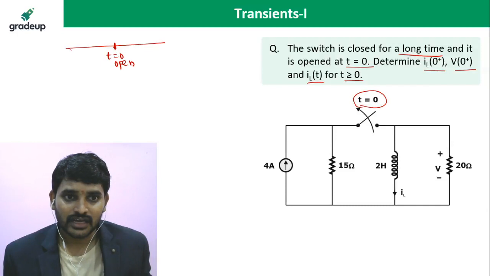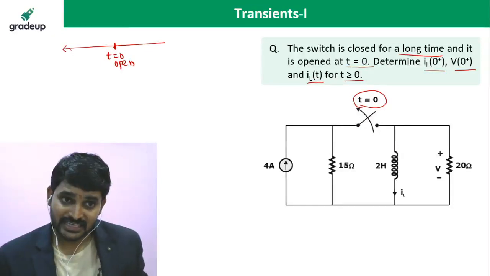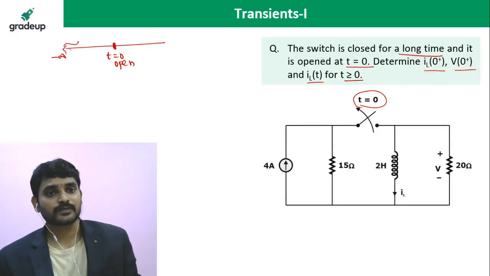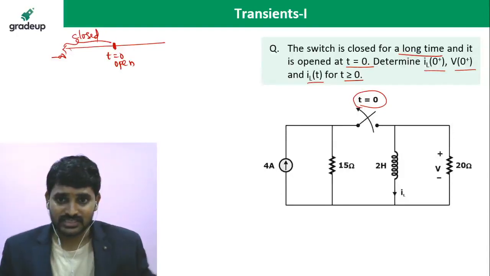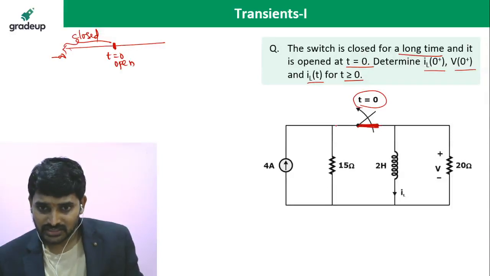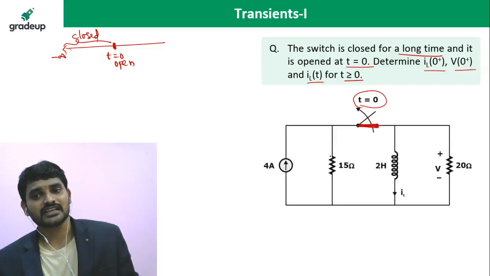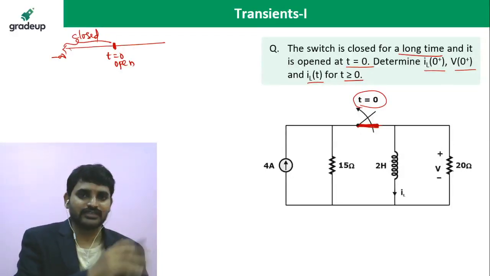The switch is opened now. When was it closed? Long back, from minus infinity time to 0 seconds. It is closed, that means for a long period. Now, if the switch is closed, what will happen? The 15 ohms resistance and the 4 ampere current source will be in connection with the inductor and 20 ohms resistance, to the left of the switch.